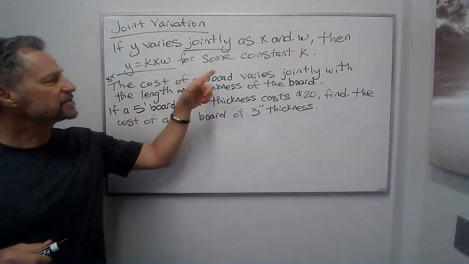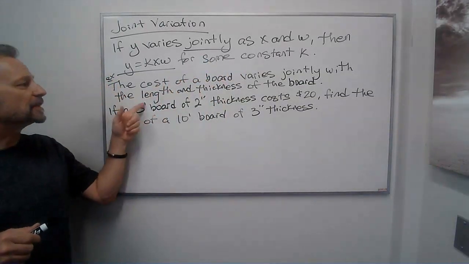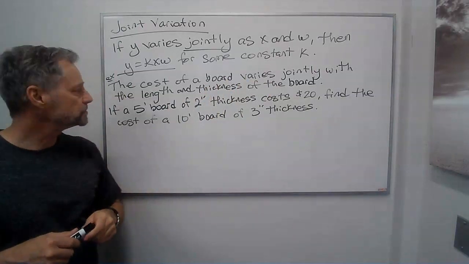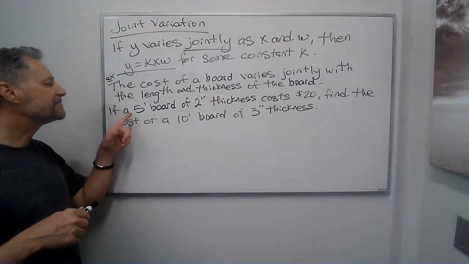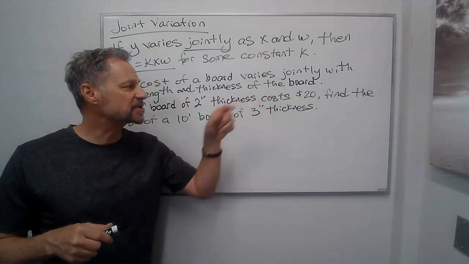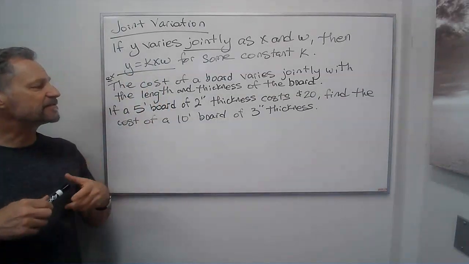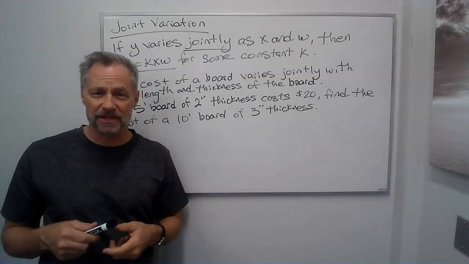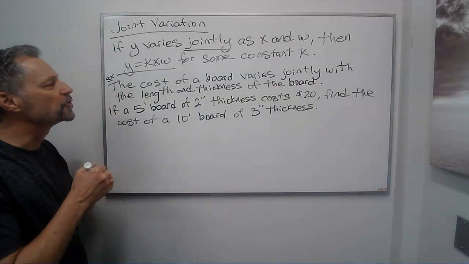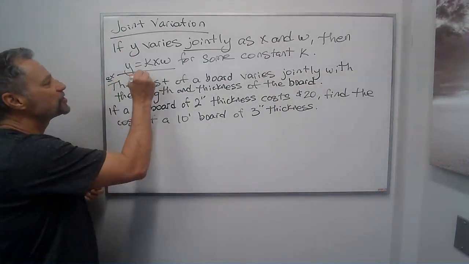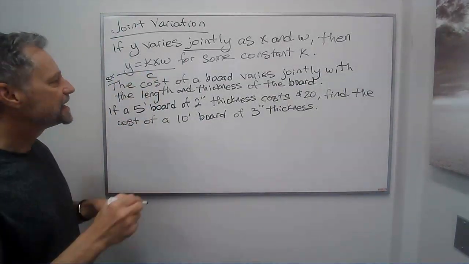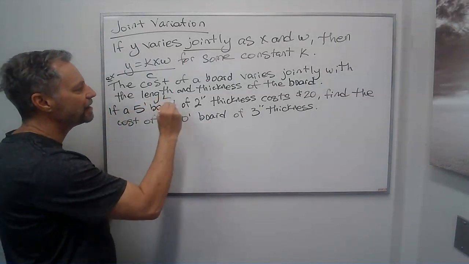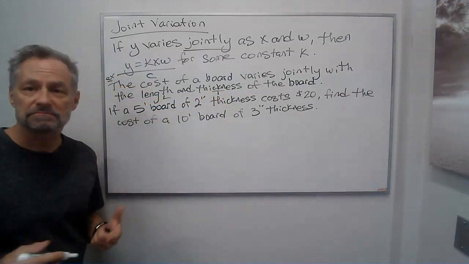So if the cost of a board varies jointly with the length and the thickness of the board, if a 5-foot board of 2 inches thickness costs $20, find the cost of a 10-foot board of 3-inch thickness. Okay, so let's name our variables first. The cost, we'll call that C, jointly with the length, L, and the thickness, T, of the board.